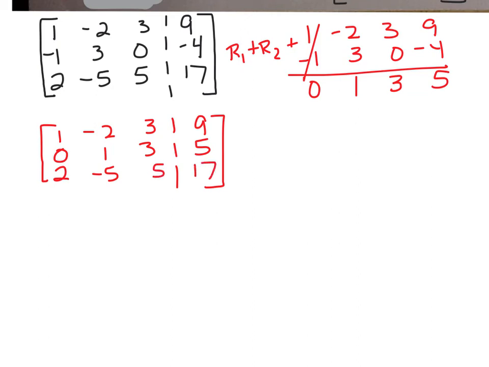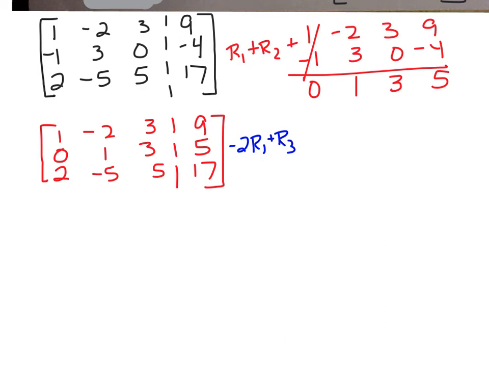Okay, so now let's take a look and see what we have first of all. I have a 1 in the first position, I have a 0 below the 1, and I have a 2 still below the 1. So I need to get this 2 to become a 0. So I need to multiply row 1 by negative 2 and then add it to row 3 so that they'll cancel out. So it's negative 2 row 1 plus row 3.